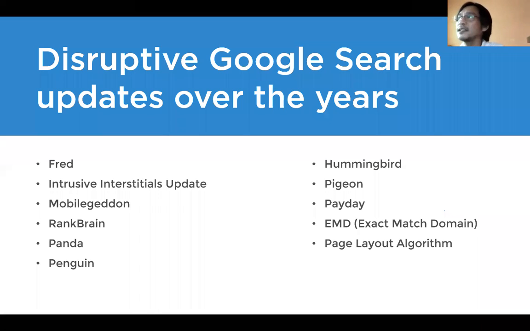Panda and Penguin killed Google search spamming. Those two, including Hummingbird, those three killed duplicate results. It killed keyword spamming. I guess some of you here have been in the web industry for the last decade already, including Paul and myself. Okay, we have experienced those days.